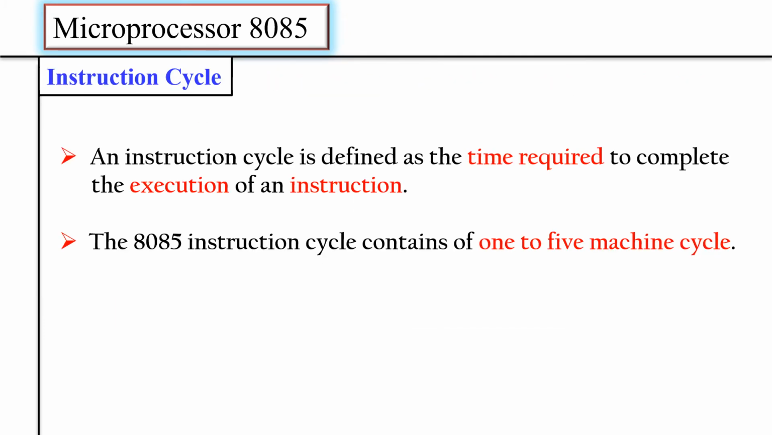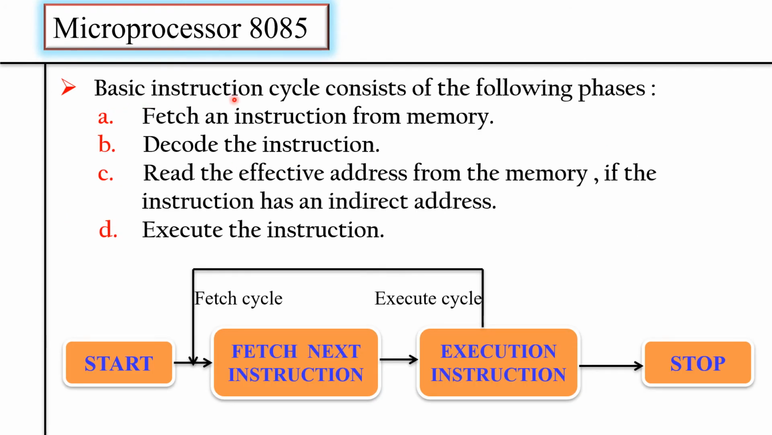So let us now understand the instruction cycle. The instruction cycle is defined as the time required to complete the execution of an instruction. For example, MVI A comma B: the time required to execute this instruction is called the instruction cycle. The 8085 instruction cycle consists of 1 to 5 machine cycles. So to execute a particular instruction, we may require 1 to 5 machine cycles.